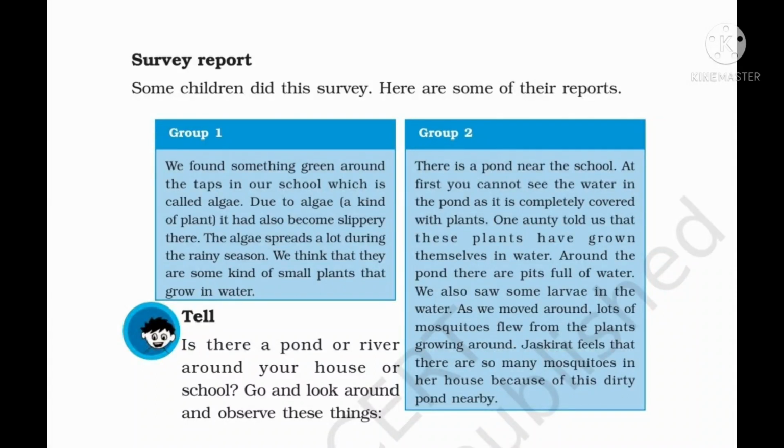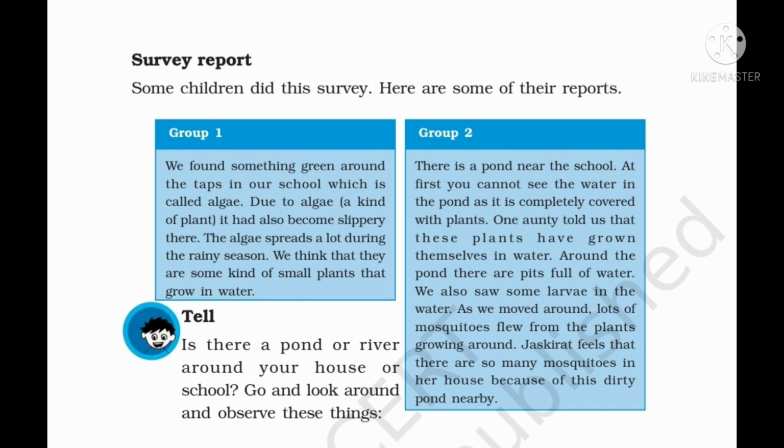Good morning, children. We are back with another video on your chapter number 8, a treat for mosquitoes. First, today we'll be going through a survey report. As it seems given in your book, some children did this survey. Here are some of their reports. Let us have a look into the reports made by the two groups of children.